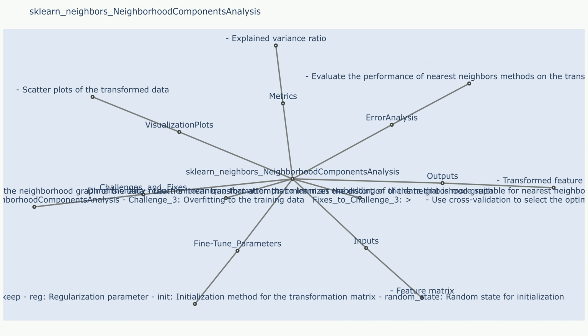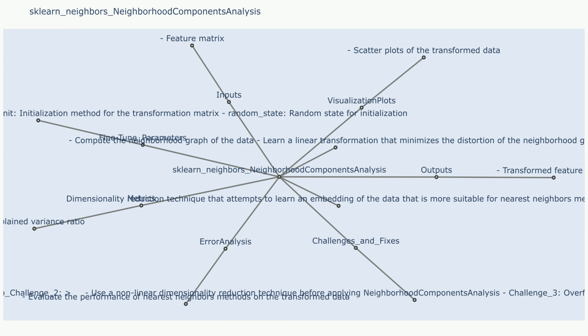Challenge 3. The choice of the metric used to measure distances between data points can significantly impact the results. Sample use case that resulted in Challenge 3. Choosing an inappropriate metric might lead to poor neighborhood preservation in the projected space. Fixes to Challenge 3. Domain knowledge. Leverage domain knowledge to choose an appropriate distance metric that reflects the underlying relationships in the data.